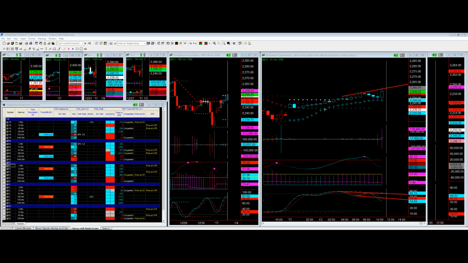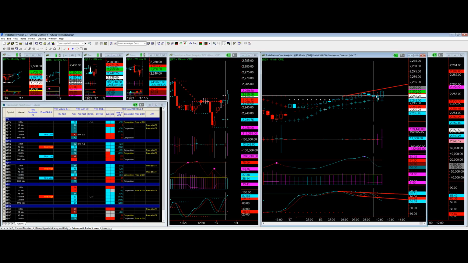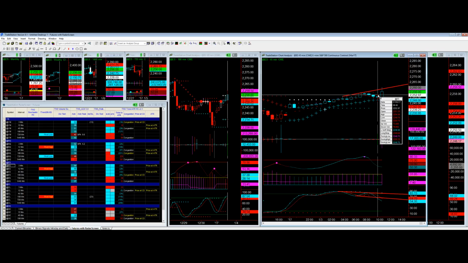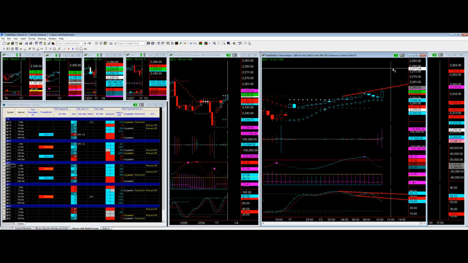It's got about 3 minutes. I'm really waiting to see if this closes above the high of this bar, which was 22.54. So a close at 22.56 would make me feel better.